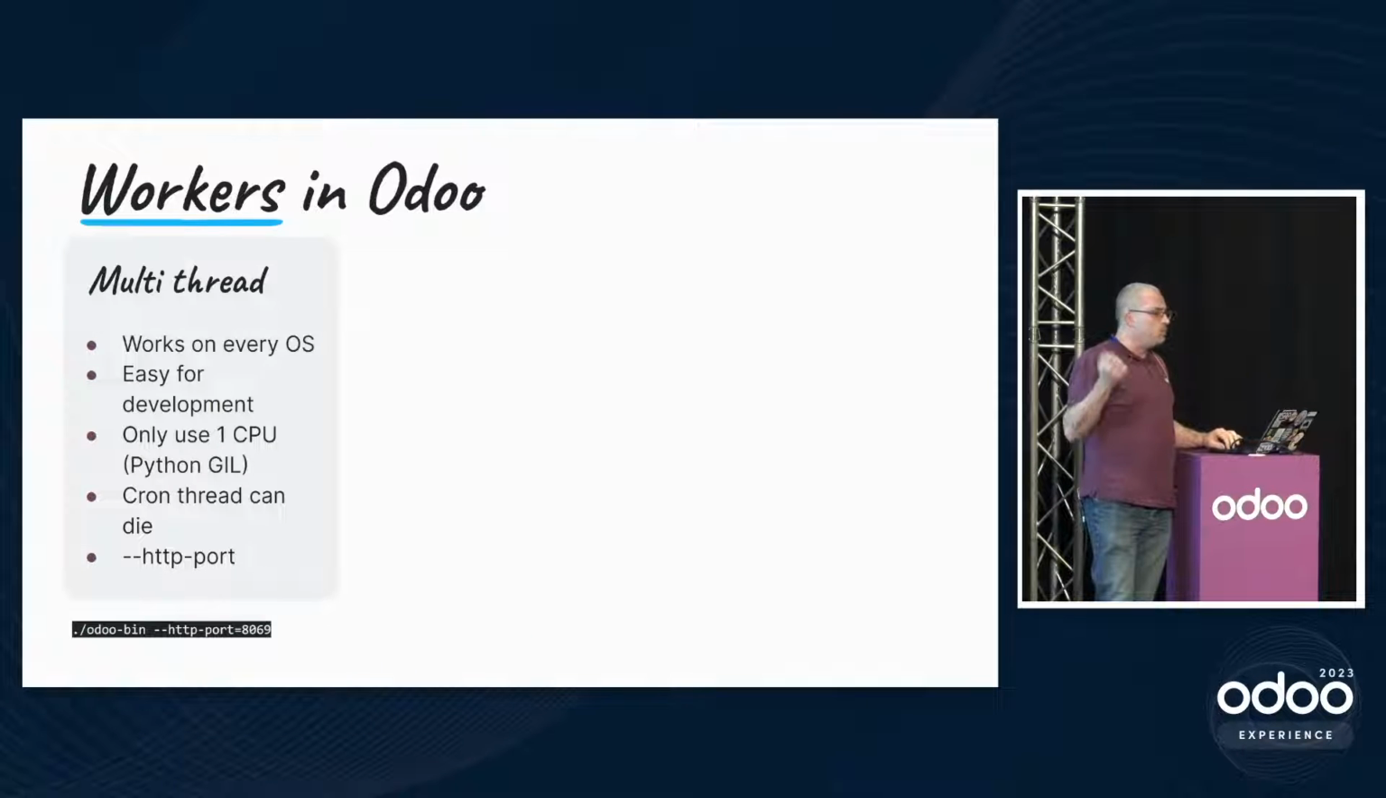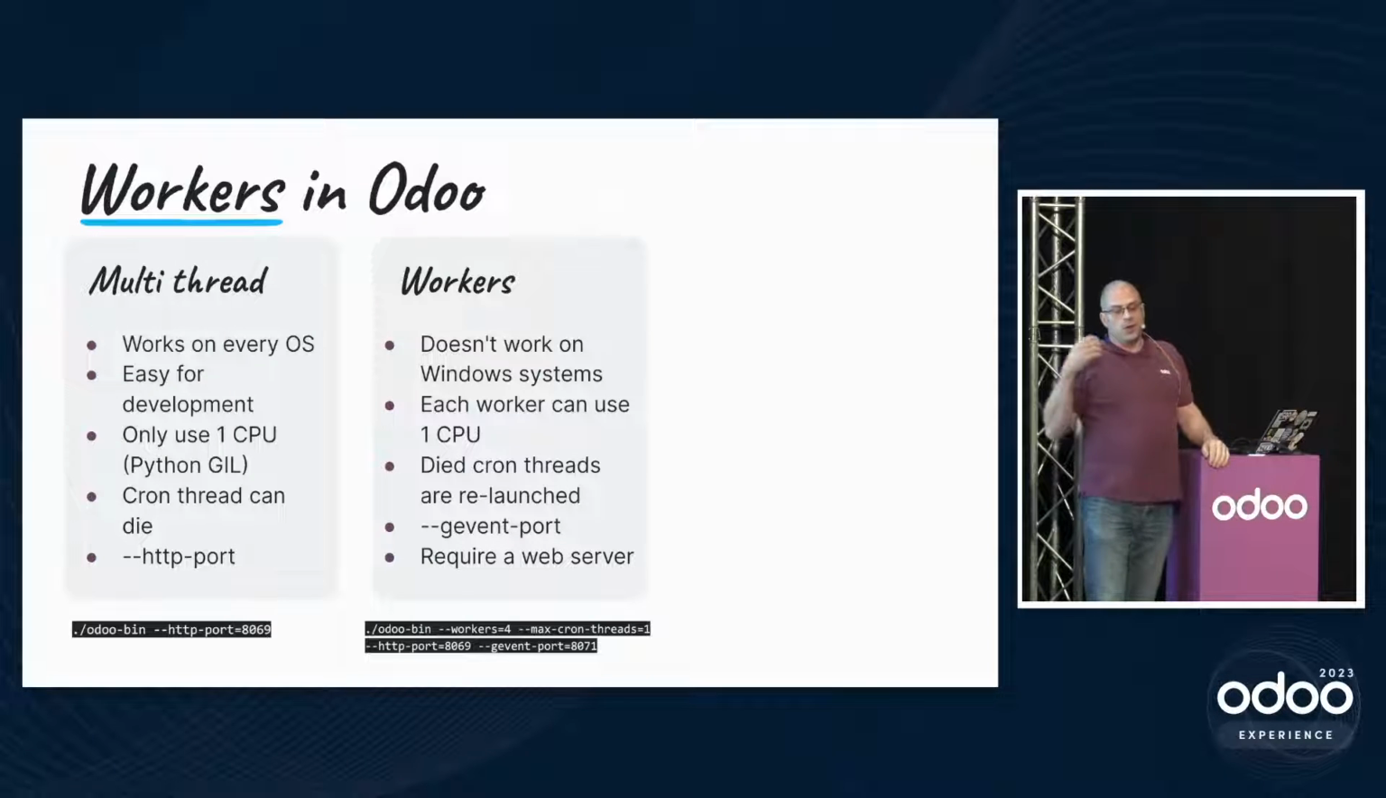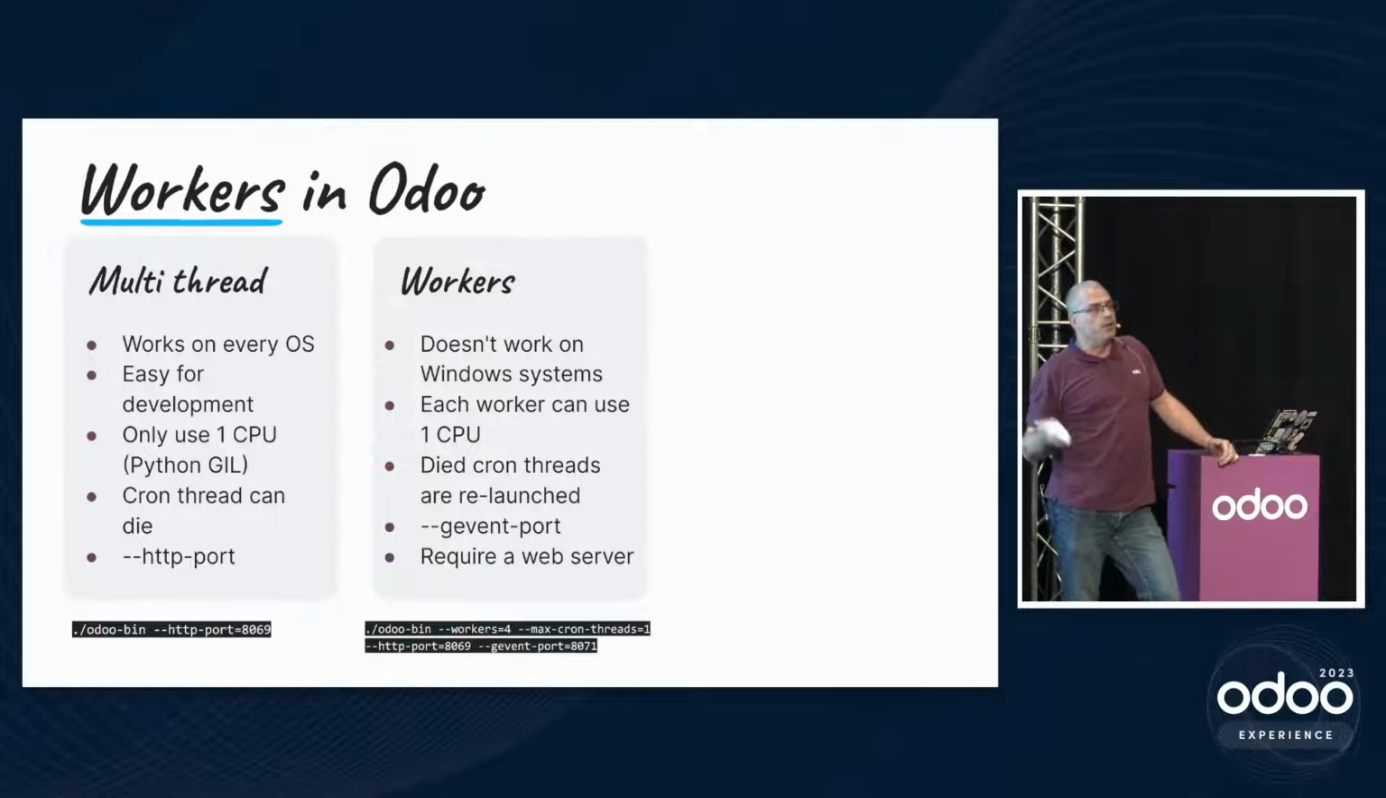We want to use more than one CPU because your machine probably owns more than one CPU. To use more than one CPU, you will need to use the workers. Workers are not threads, they are processes. Because of the way the processes are launched, it's not possible to run these workers on a Windows machine. So for production, it's not possible to deploy Odoo on a Windows machine.